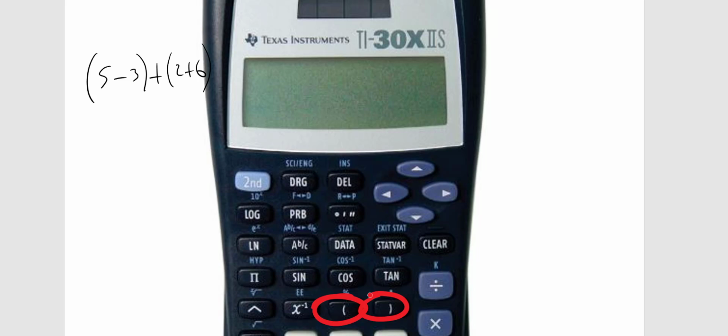If you literally type in parentheses 5 minus 3, close parentheses, plus 2 plus 6, close parentheses, you will not get anything wrong. Everything is good. So if you see parentheses in the problem, use parentheses on your calculator and you're good to go. All right?